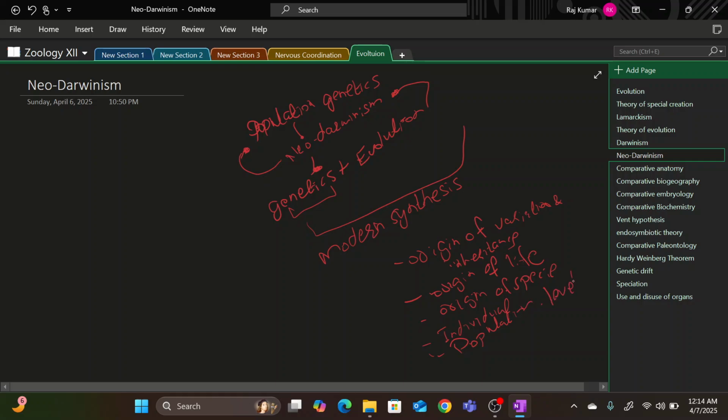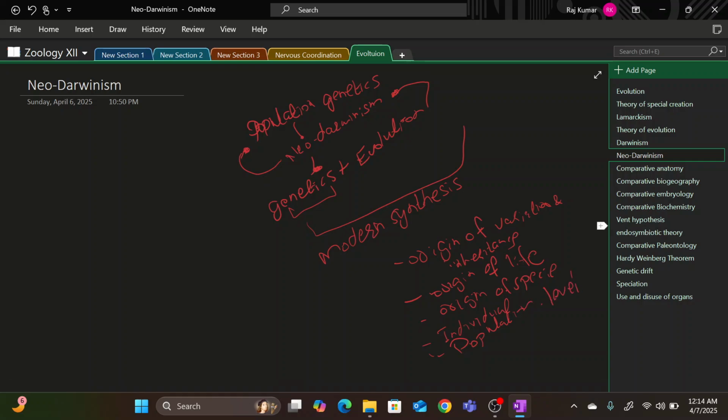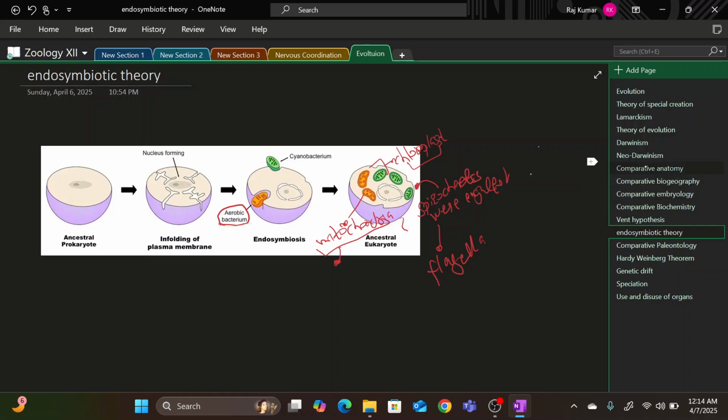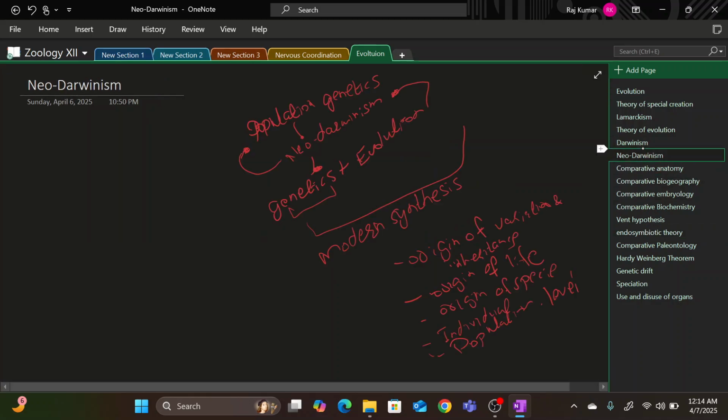Now let's just move on to some crucial principles on which neo-Darwinism is based. It is due to neo-Darwinism that the concept of speciation came into being. Speciation means the formation of new beings, and that is under the principle of neo-Darwinism, which we are studying.